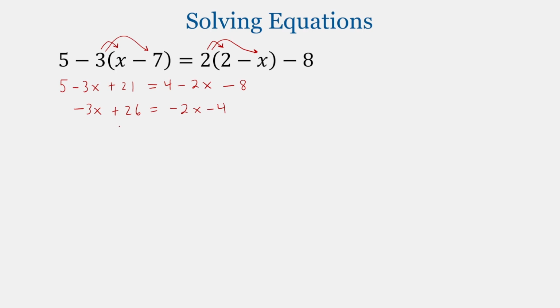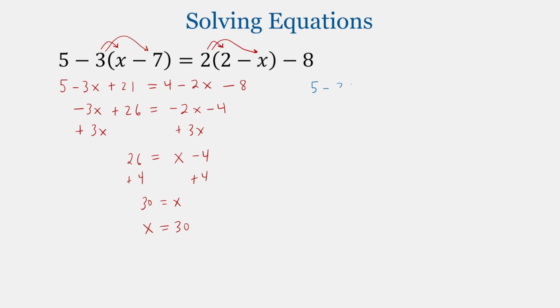So now the left and right side of this equation are simplified. The next step is to use addition, subtraction, multiplication, or division to isolate the variable on one side. I'll go ahead and isolate the variable on the right side of the equation. So I'm going to add 3x to both sides. And when we do this, the x term disappears from the left, and we have 26 equal to x minus 4. And then we'll add 4 to both sides, giving us 30 equal to x. And then we'll rewrite this as x equal to 30.